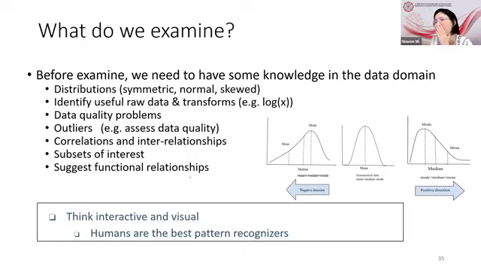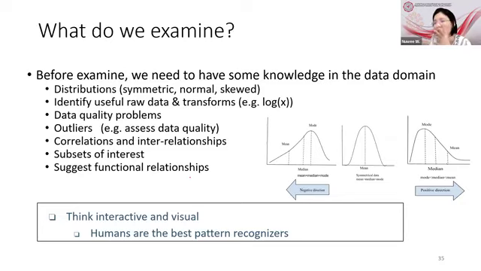So, what do we examine? We examine things about the domain of the data, the distribution, whether it's symmetric or skewed, and how useful the raw data is. Do we need to do some transformation? What about quality data problems? Are there any outliers in the data? What are the correlations between a couple of variables in the data? Are there any relationships, either interrelationships or functional relationships between them? Or do we only focus on subsets of data, not just the whole thing?